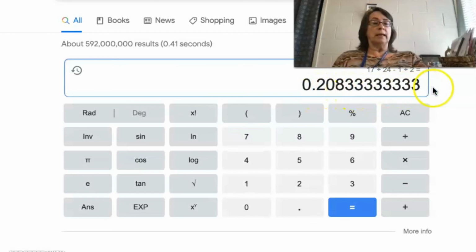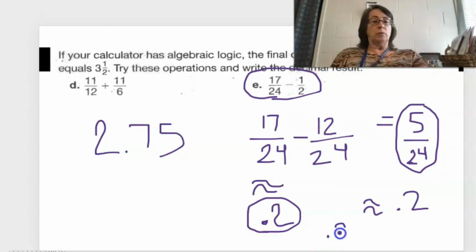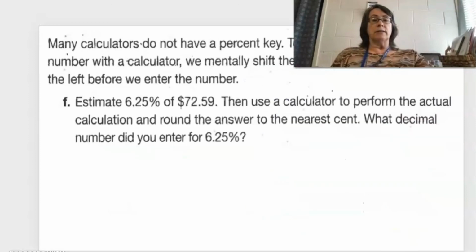Okay, 0.2083 repeating. Now remember I said it was approximately 0.2. So we're going to put a repeating symbol over the 3. 0.2083 repeating. So now we're going to write that here. 0.2083 repeating. And let's go on to the next one.